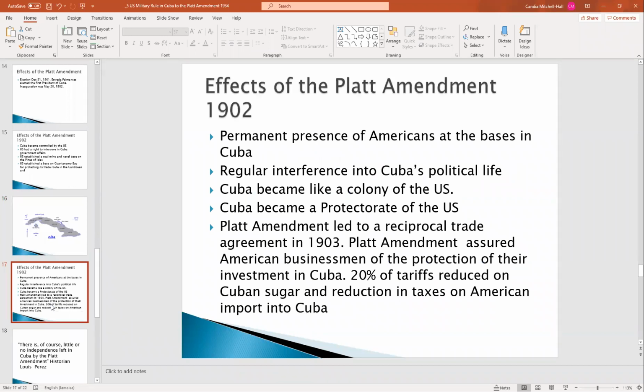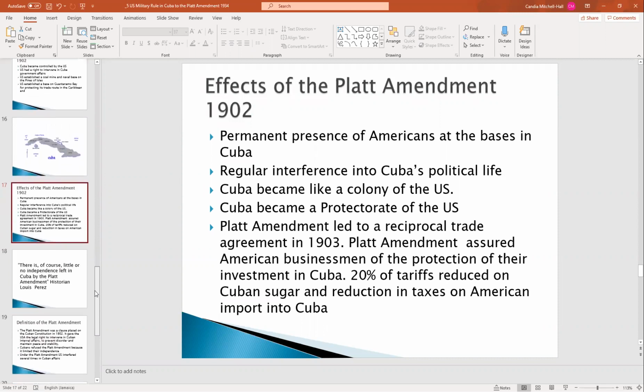Right? The US set up a permanent base, meaning even until today in Guantanamo Bay, the US still settles and controls that area. So Cuba now became like a colony of the US, but the US said that they're a protectorate. And in trading, the US would have reduced some taxes, so there's a lot of basically free trade taking place between Cuba and the US.